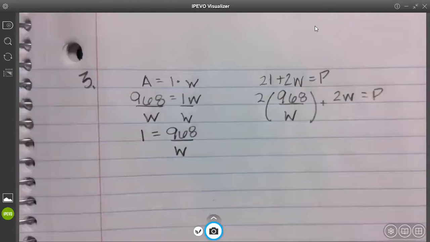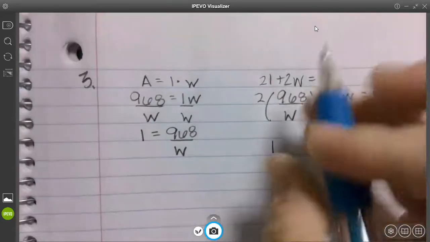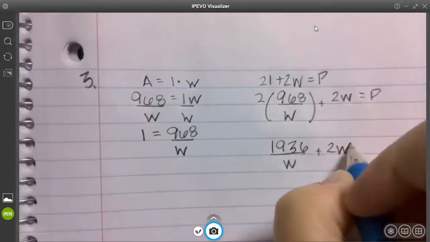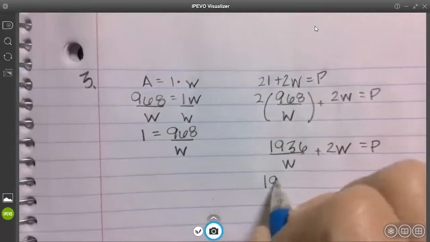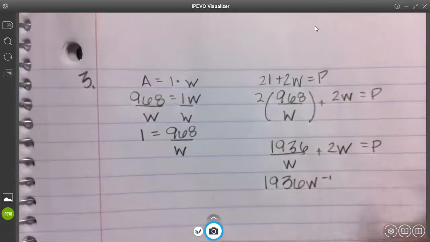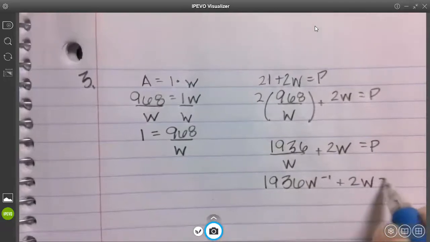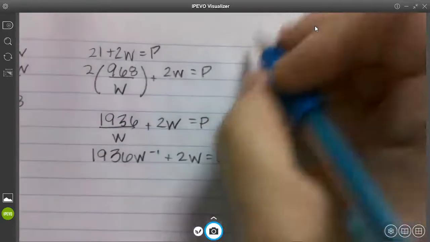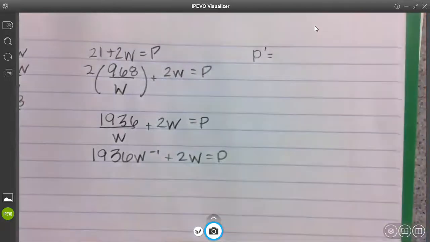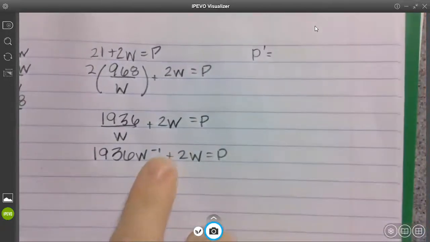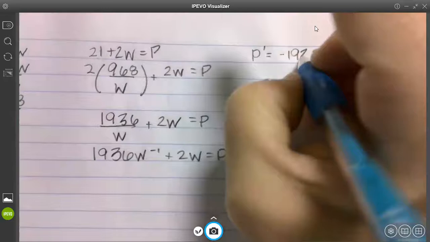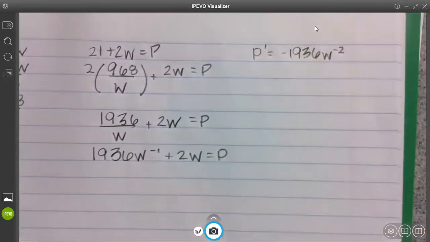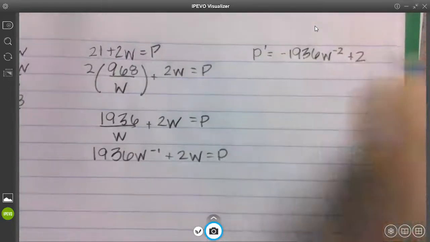We're going to multiply that 2 out, and then we're going to find the derivative. So when we multiply it, we get 1936 over W plus 2W. And then we're going to move that W to the top to be -1 so that it's easier to take that derivative. So then to the side, I'm going to take the derivative. 1936 W to the -1 is going to give you negative 1936 W to the 1 less power, or -2. And then you're going to have plus 2.